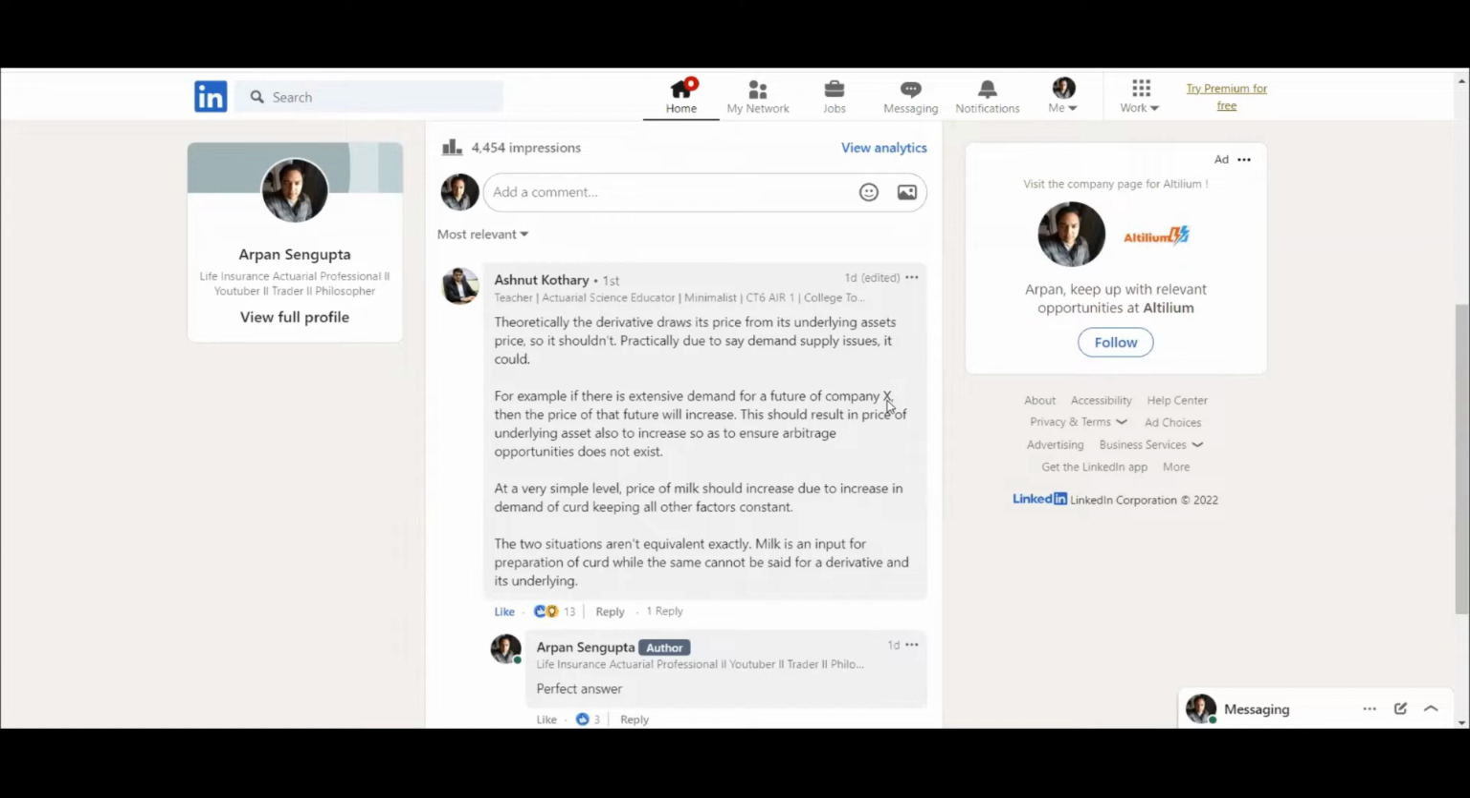So if it is curd, then if the demand for curd increases, then the demand for milk increases, and hence the price of the milk would increase. So that is going from a pricing formula to demand and supply, going to the fundamentals. I mean, a different way to price the product. Both are slightly different. So for example, if there is an extensive demand for a future of a company, and if the price of that future increases, this should result in the price of the underlying asset also increasing, as to ensure arbitrage, right?